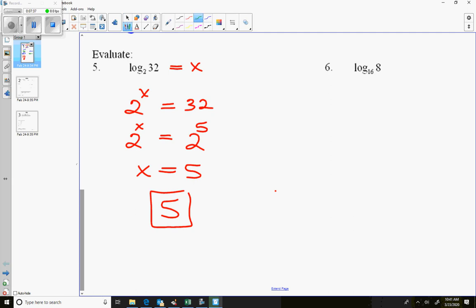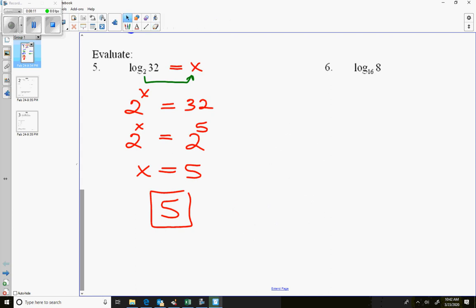Next problem. Well, hold on. Let's back up to this. What this problem is really saying is 2 to what power will give us 32 as an answer. That's what the logarithm means. And so by doing the algebra, we get our answer. Now that problem was actually pretty easy if you understood what it means.